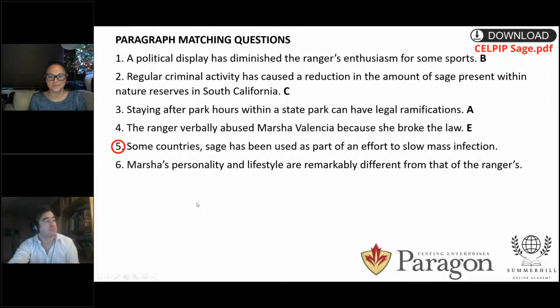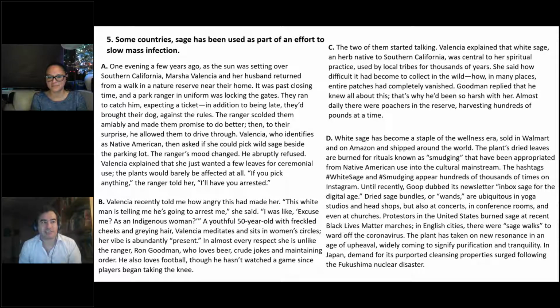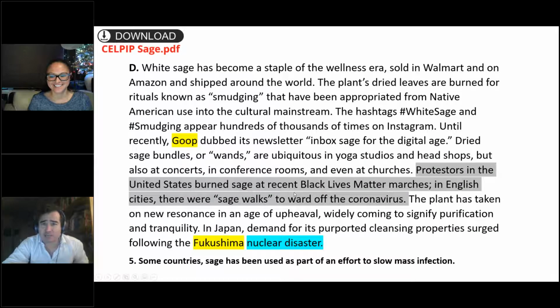Okay, here we go. Two more questions. In some countries, sage has been used as part of an effort to slow mass infection. Let's see if anybody can find this. Good response there. There are a lot of people that responded here. We don't want to torture you for too long, but it's going to be D. If you got D, there it is. The majority put D. That's excellent. I feel like you're getting faster as we go along. It's a skill.